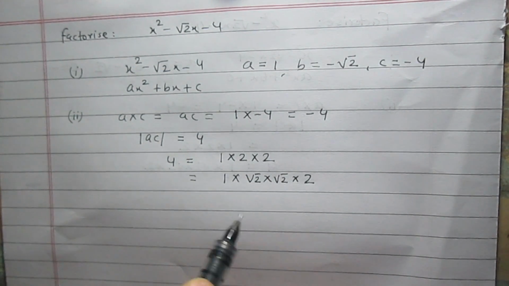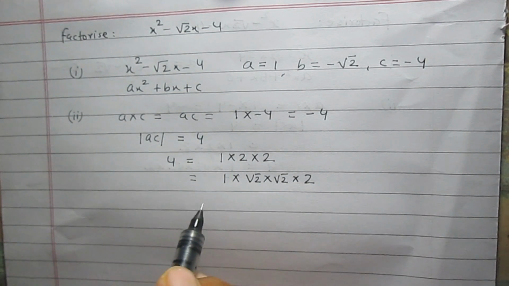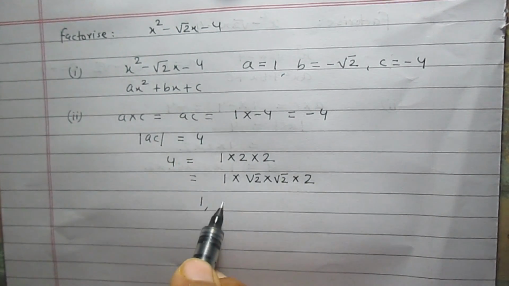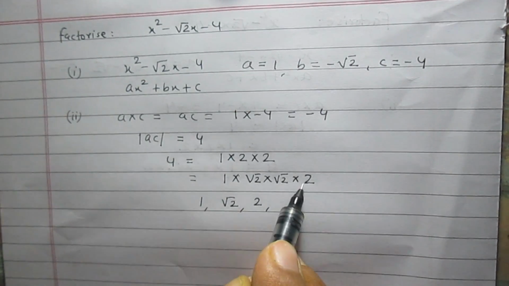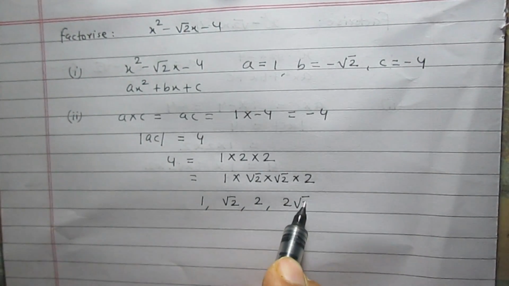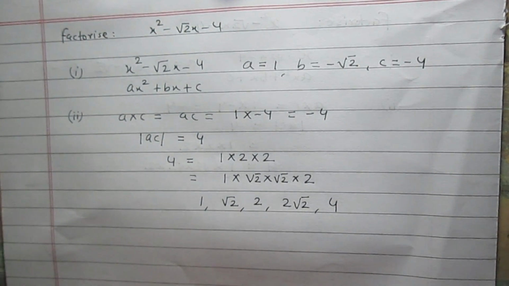Now we can find all possible factors of 4. They are 1, square root 2, 2, twice of square root 2, and multiplication of all, which is 4. So they are all possible factors of 4.